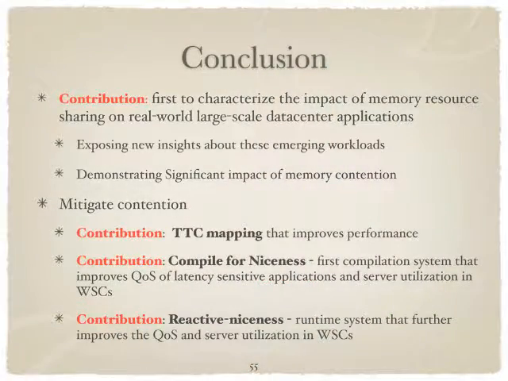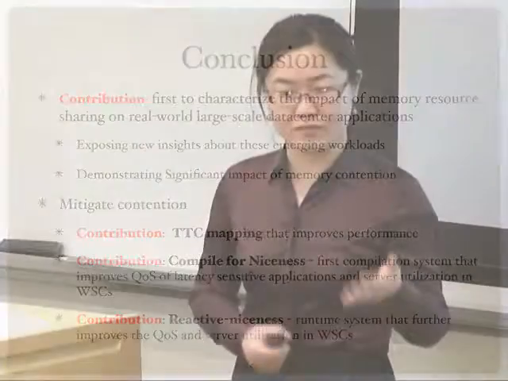So to conclude, we characterized the impact of memory resource contention on large-scale internet service applications. It turns out they are actually very, very important. Based on these insights, we showed the thread-to-core mapping technique that improved performance, and also the combining for niceness and reactive niceness to manipulate application characteristics to improve utilization in the data center.